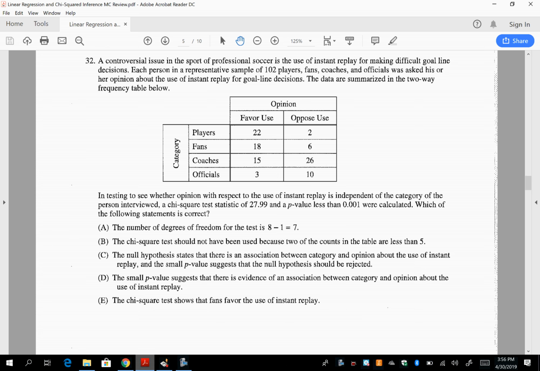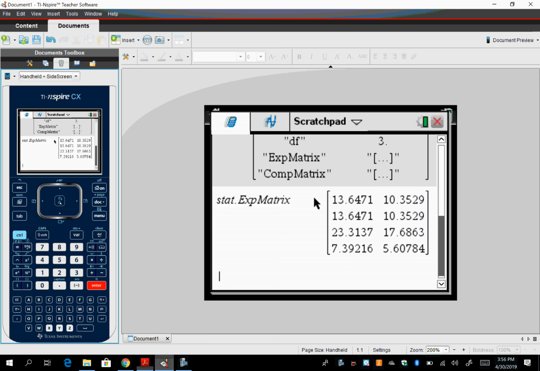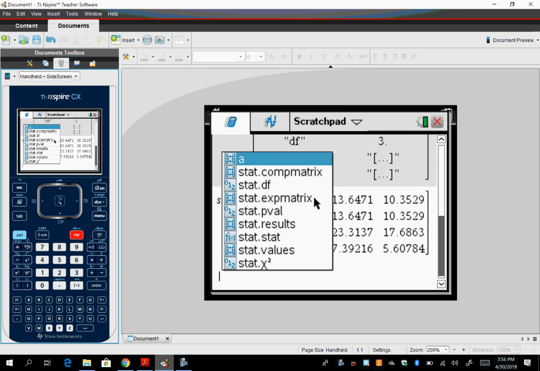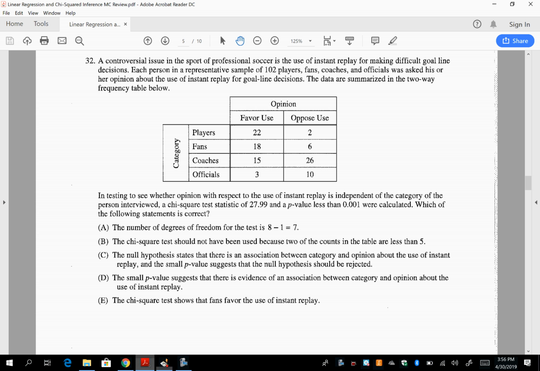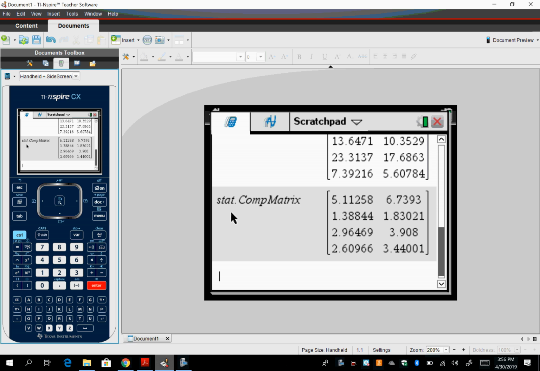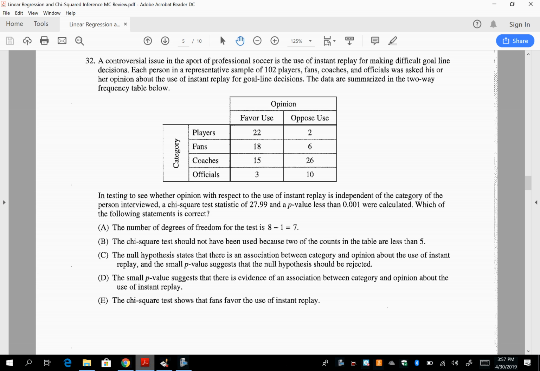I guess I could look at, this is a waste of time, but I could look at the computational matrix. Which one's the fans? The second row? Yeah. The second row is not really driving it. What's driving it? The first row. That's the players. All right, players going to play. So, the answer is D.